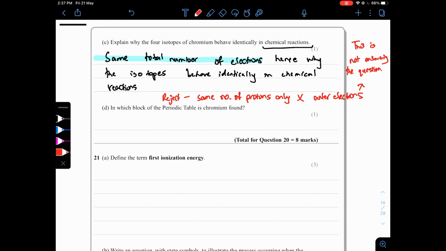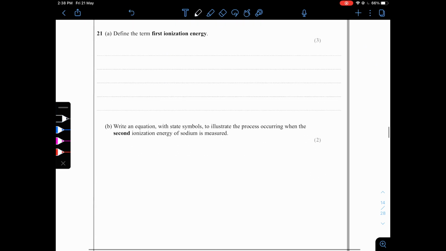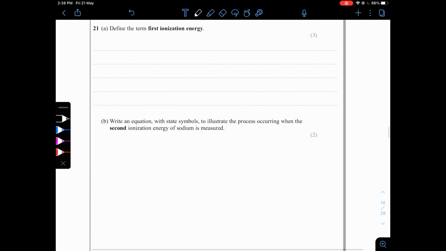Okay. In which block of the periodic table is chromium found? This is a transition element, and transition elements are usually found in the D block. Okay, now define the term first ionization energy. Now, an easy definition is it's the energy required, so that's our first mark.